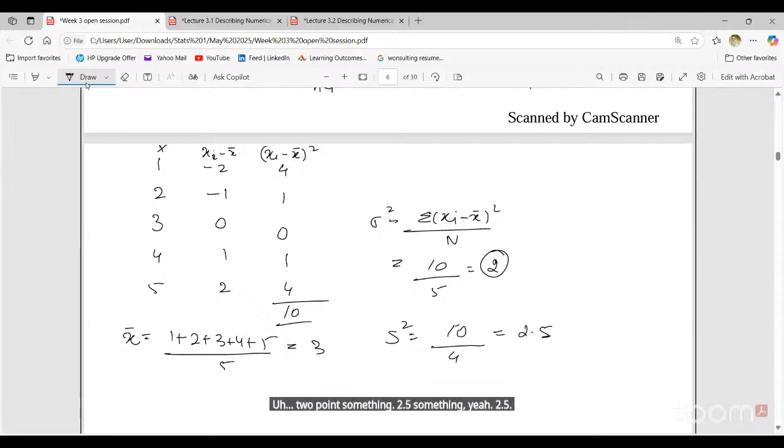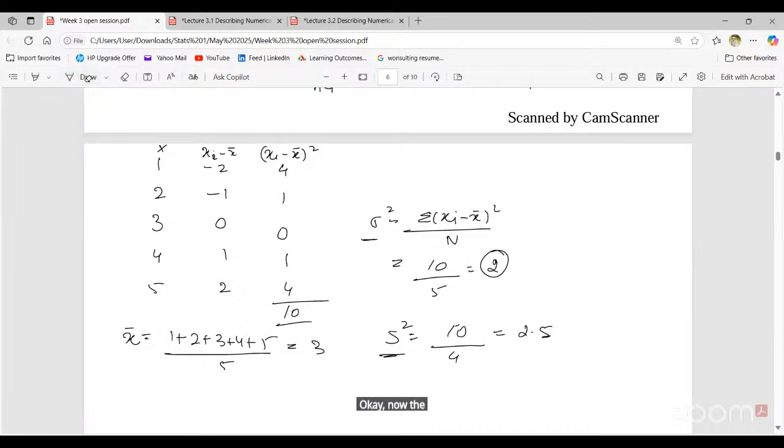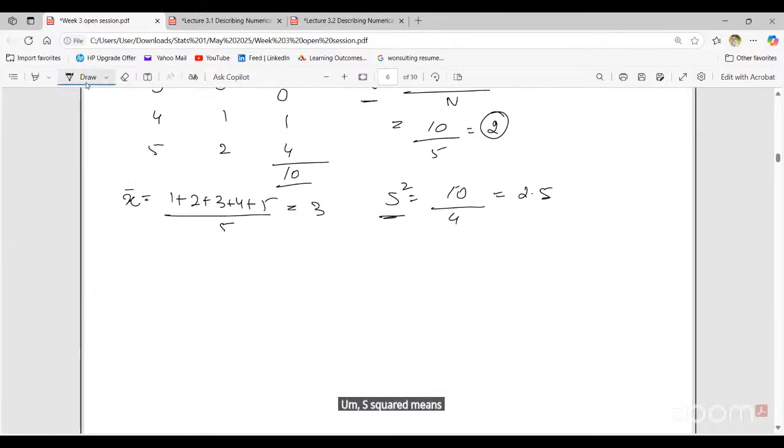So this is how you calculate the sample variance, and this is how you calculate the population variance. Now S square means the square root of 2.5? No, S square is 2.5. We actually calculate S square.